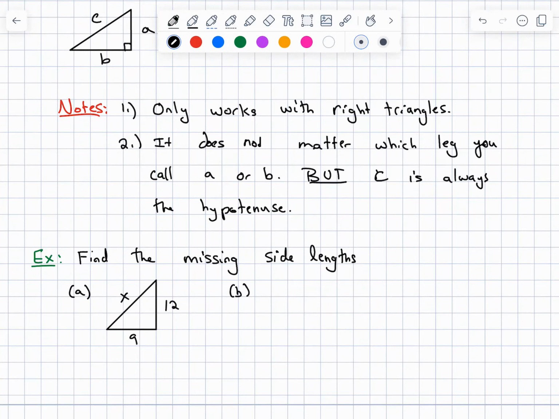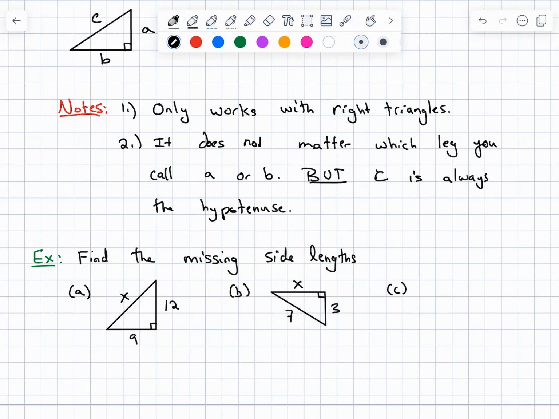Part B, we're going to draw the triangle in a different orientation. Oh, we got to draw our little line to tell us that it is a right triangle. And for this one, the horizontal is going to be X, the vertical line is going to be 3, and the diagonal line is going to be 7.